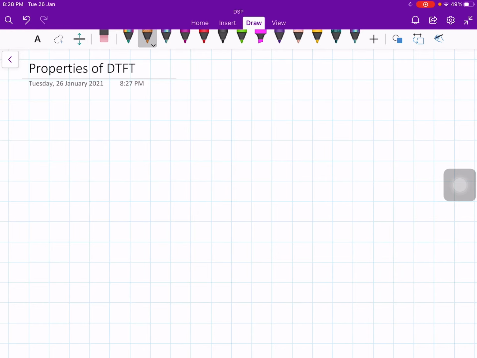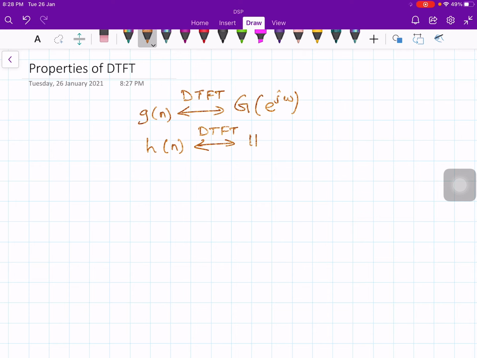In this lecture, let us discuss the properties of the discrete time Fourier transform. Before that, let us assume the signal g of n has the Fourier transform capital G of e to the j omega, and h of n has the discrete time Fourier transform capital H of e to the j omega.